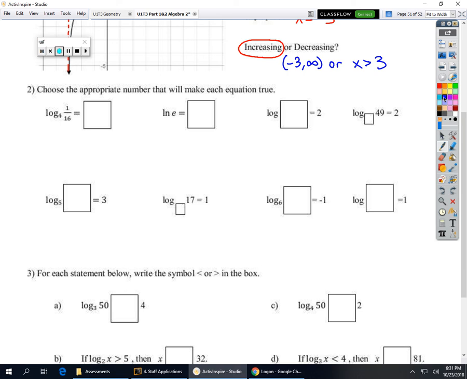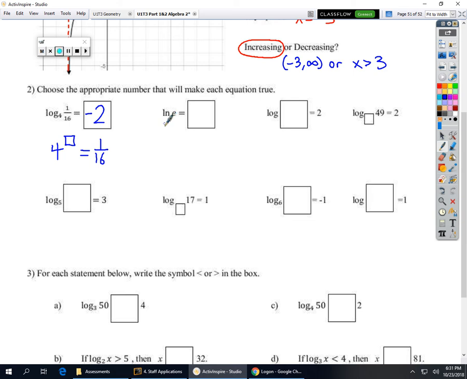Now here comes the difficult part, figuring out what goes in log expressions. Choose the appropriate number that will make each equation true. So we need to think all here. 4 to what exponent makes 1/16? Logarithms can be confusing, so always change them if you can to an exponential expression. 4 to what exponent is 1/16? Well, it's 1 over, so I know there's a negative exponent. How do I get from 4 to 16? That's 4 squared, so it should be a -2.